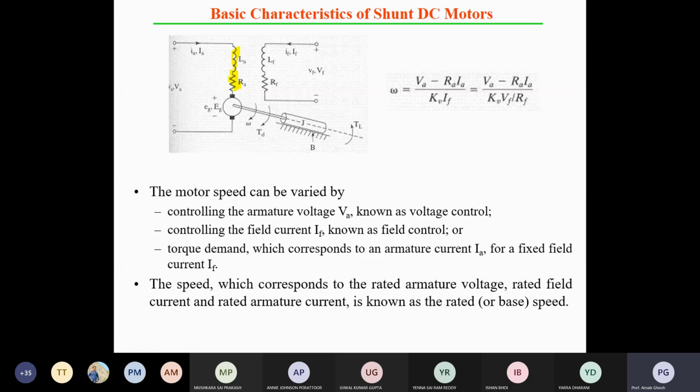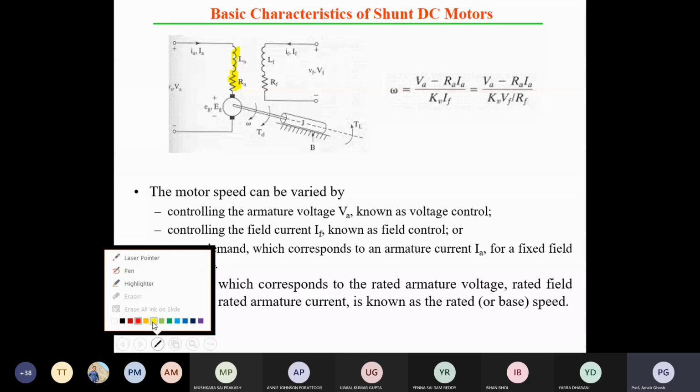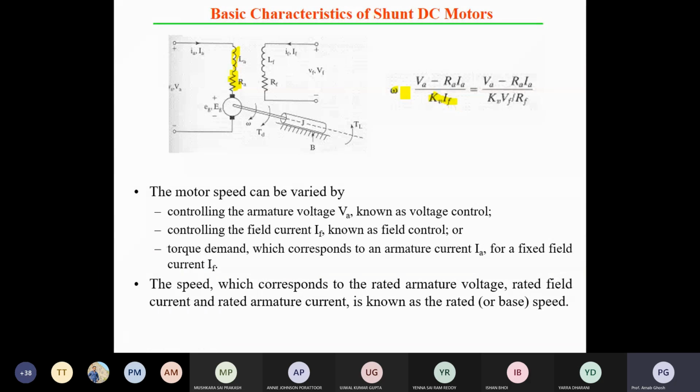So Z n phi, okay, phi is not constant, but you can make it constant. Z n phi, P is also constant, by 60A. So you can make it omega. Directly it is coming that expression of omega from the induced EMF. So from the induced EMF you will get that, and you can directly replace that omega, then you can find out the value of omega.